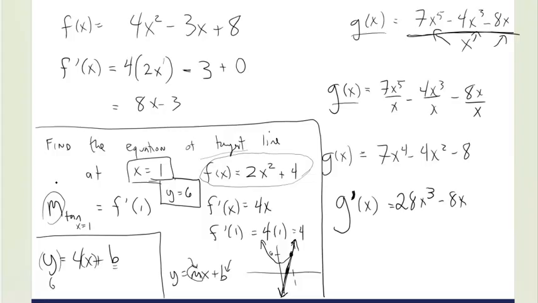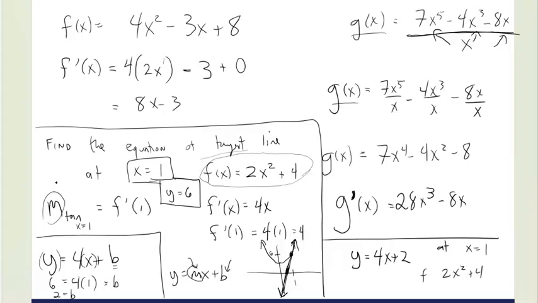So I plug in 6 equals 4 times 1 plus b. So it's not negative. So let's see if I can figure out what I did wrong over there. It's probably just my poor graph. b should be 2. Subtract 4 from both sides and I get b equal to 2. Okay, so my answer to the question is the equation of the tangent line is y equals 4x plus 2. And that should be tangent at x equals 1 to the function 2x squared plus 4.